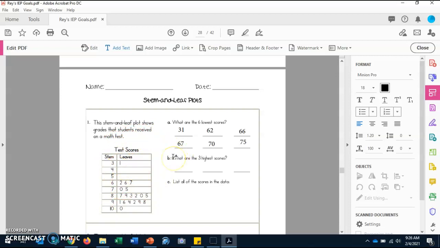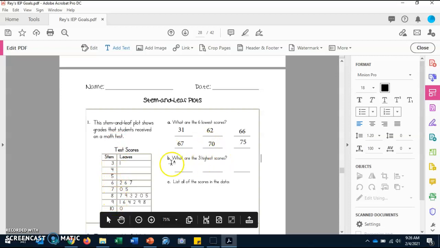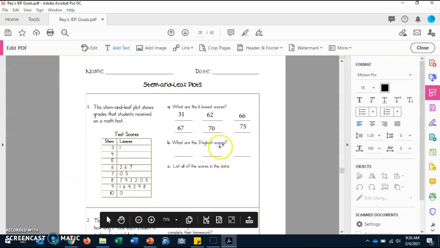Now the next question is asking you, what are the 3 highest scores? So for the lowest, we started from the top and made our way to the bottom. The highest, we know that our highest are in the bottom, so we're going to start from the bottom and gradually go up. So that is what you're going to do for letter B.